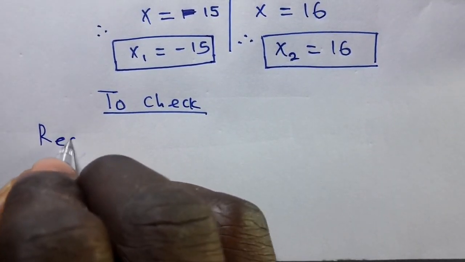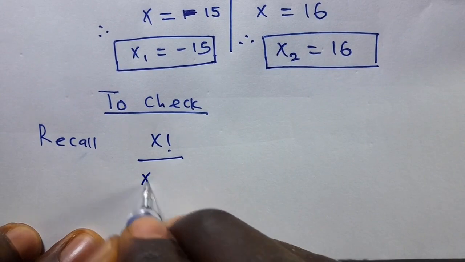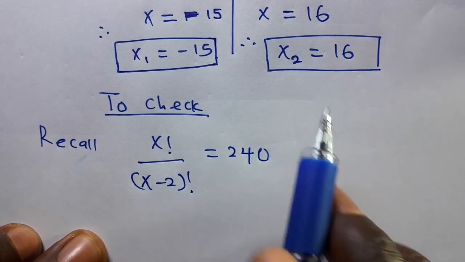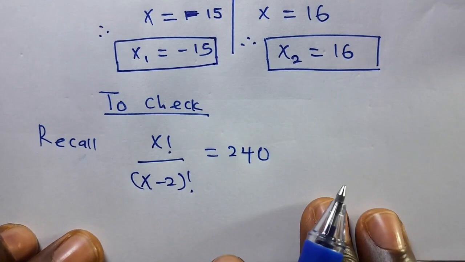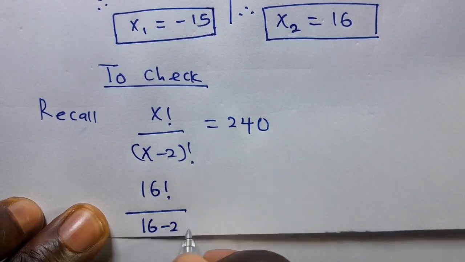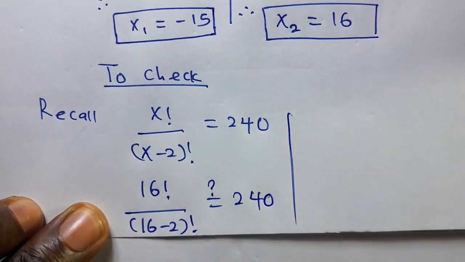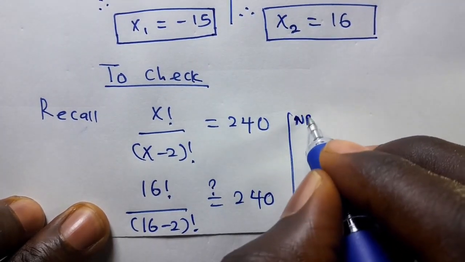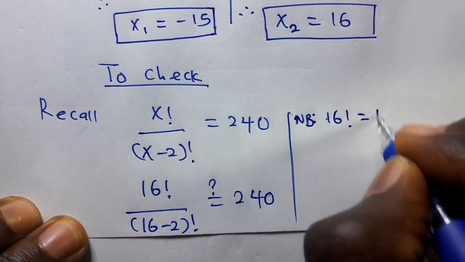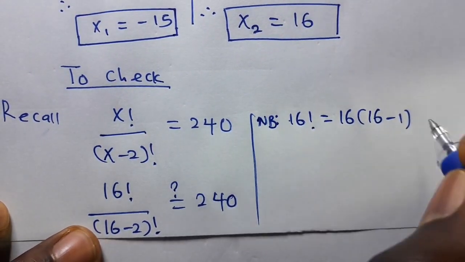We have x factorial divided by (x minus 2) factorial equals 240. Let's take the value of x2, which is equivalent to 16. Now we are going to have 16 factorial divided by (16 minus 2) factorial. Is it going to equal 240? Now guys, note that this 16 factorial can be expressed as 16 multiplied by (16 minus 1) multiplied by (16 minus 2) factorial.